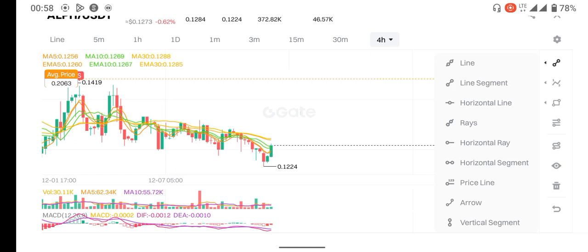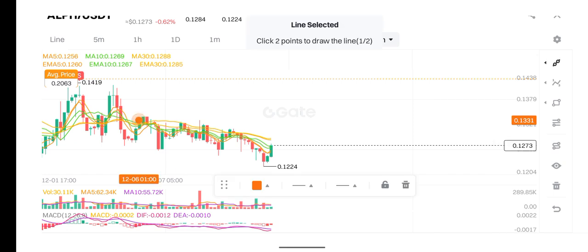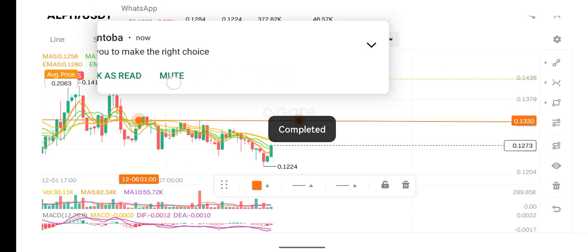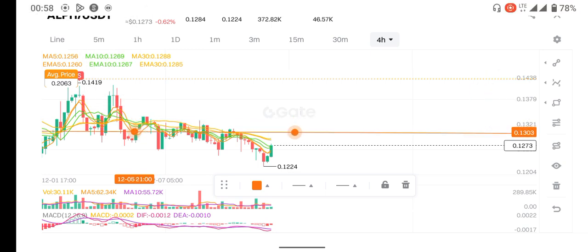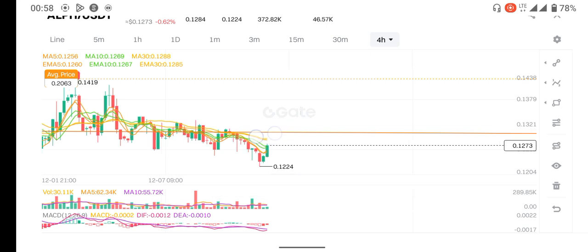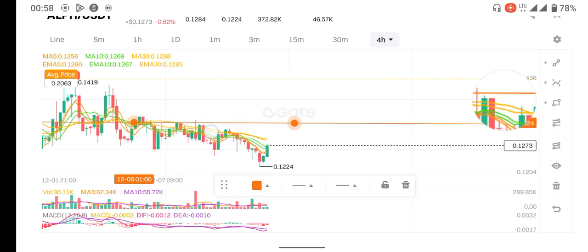Our current resistance point is, let's draw it. We have the current resistance point at 0.1303. Let me take it up. 0.1324. So that's our resistance point. Anytime the market breaks it, we're going to rally to a new point.